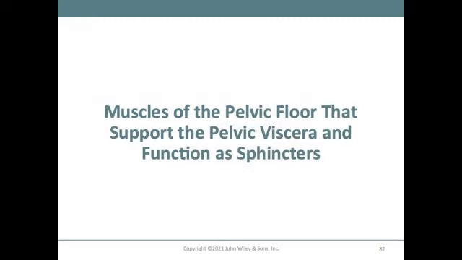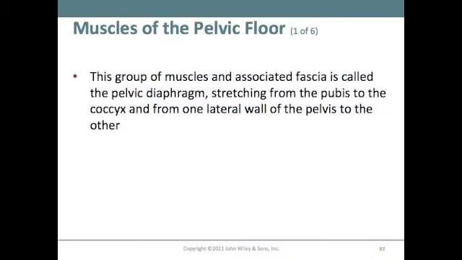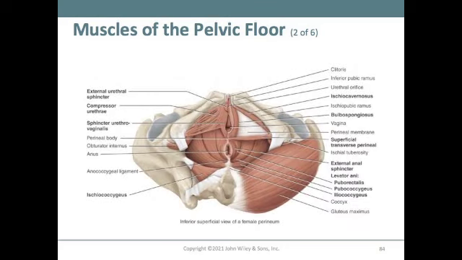Muscles of the pelvic floor support the pelvic viscera and function as sphincters. This begins on page 372. The group of muscles and associated fascia is called the pelvic diaphragm, stretching from the pubis to the coccyx and from one lateral wall of the pelvis to the other.